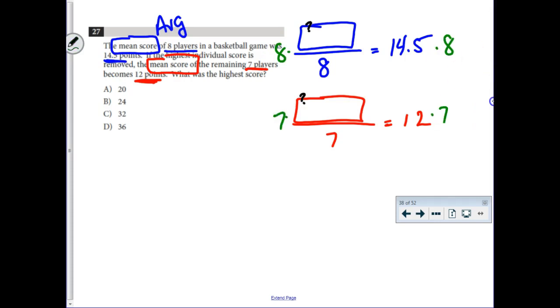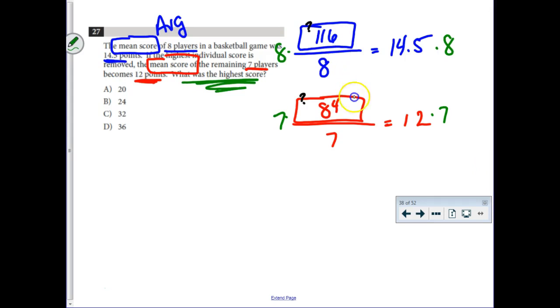Luckily, this is a calculator question, because at this point in my life, I'm really tired if I'm taking the test in its entirety. So, quick calculations from you guys. Can someone tell me what 14.5 times 8 is? 116. Okay, so this is 116. And then 7 times 12 is 84. And the question is, because that's the really important part, what is the highest score?